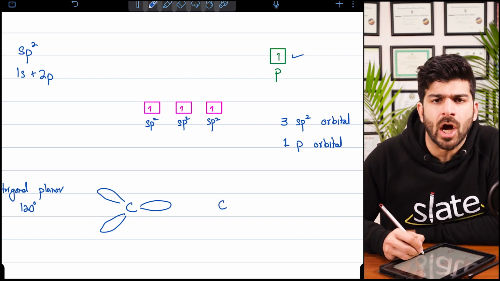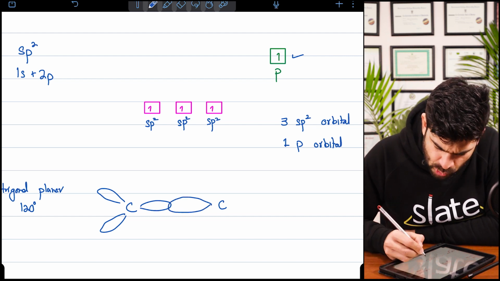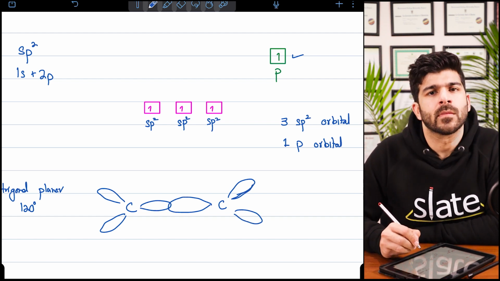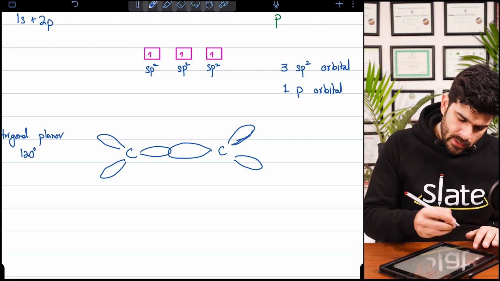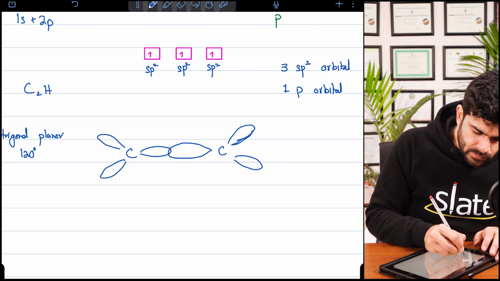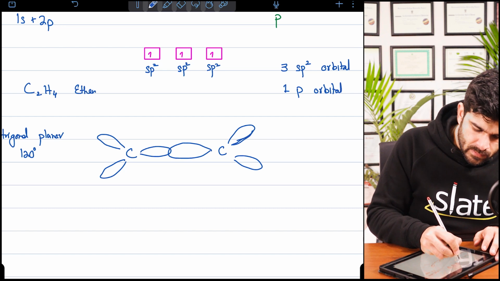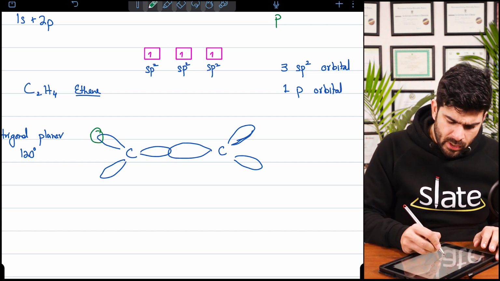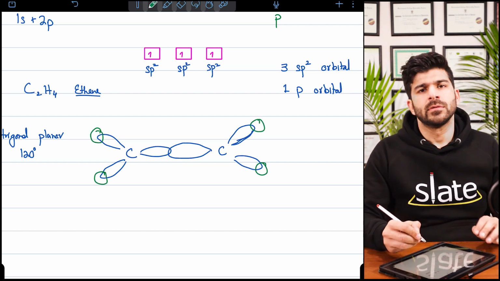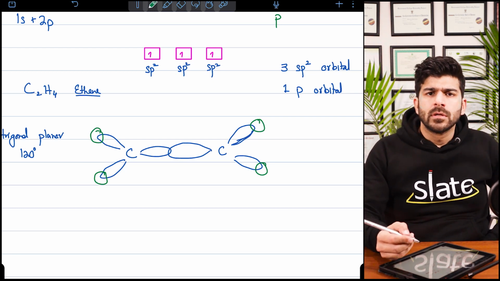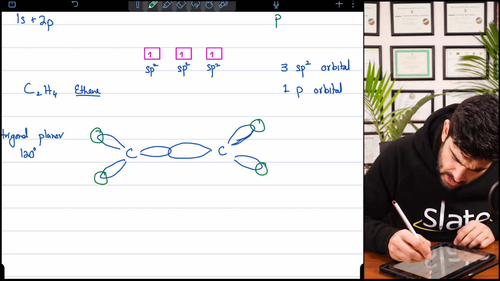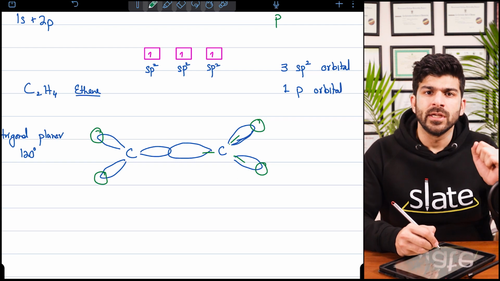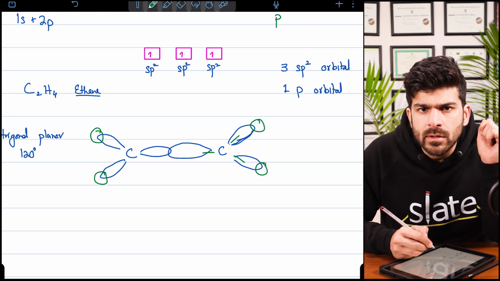Now let's talk about another carbon, sp2 hybridized, overlapping with this one. That's perfect. We are talking about ethene. So we have just two lobes left for hydrogen on each carbon. That's perfect. So carbon has filled 1, 2, 3, three of its valencies. What about the fourth one?